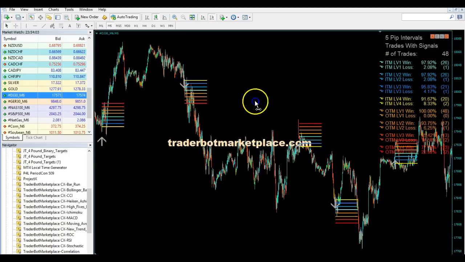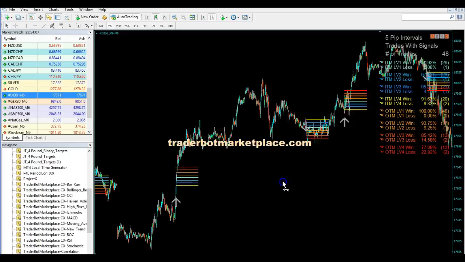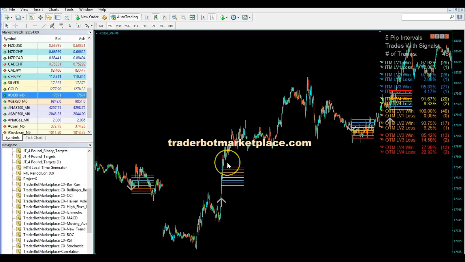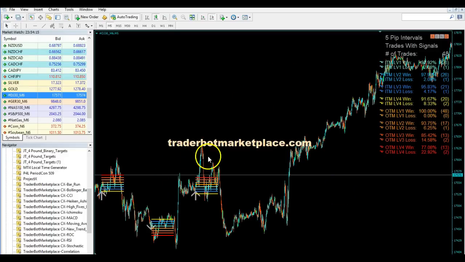There we are. That touched the level, that touched the level, that touched the level, that touched the level, that touched the level. And so they work. That touched the level, that touched the level, that touched the level. More often than not, they will touch those levels before expiry.